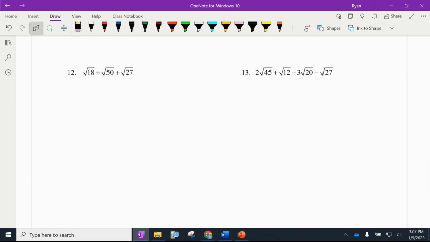All right, down to the last row here. I've seen some of these numbers before. Square root of 18 will break down. Go ahead and do that one. Square root of 50 will break down. Break that one down. And square root of 27 will also break down. So break down each of those individually. Can I pause the video again? Give yourself a chance to try to work that out.